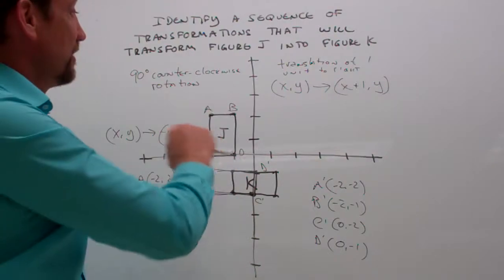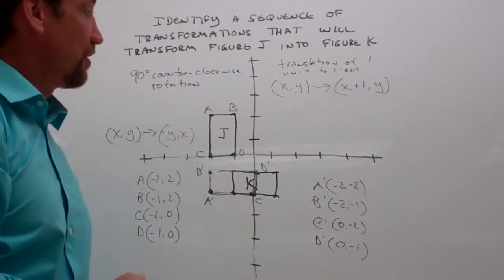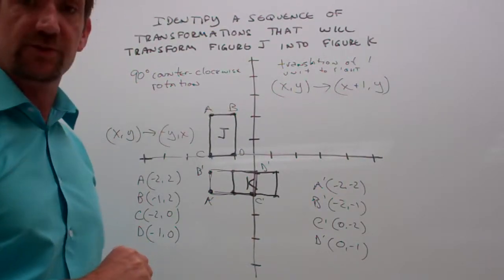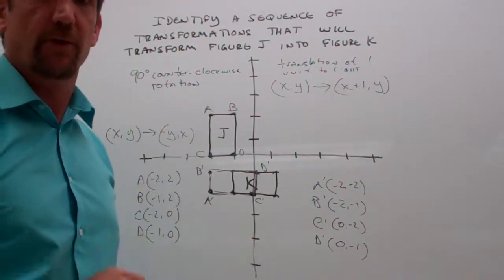Now I can tell you that you could have also rotated rectangle J 90 degrees clockwise, and maybe you would be interested in trying to do that one on your own. Thanks.